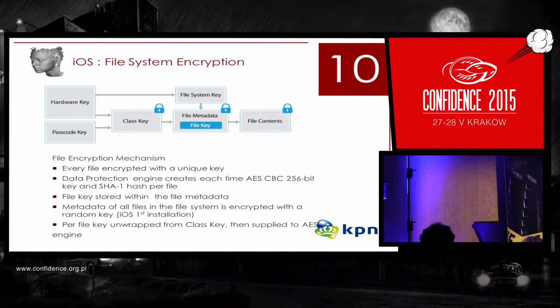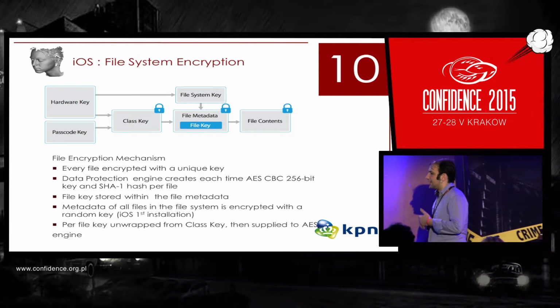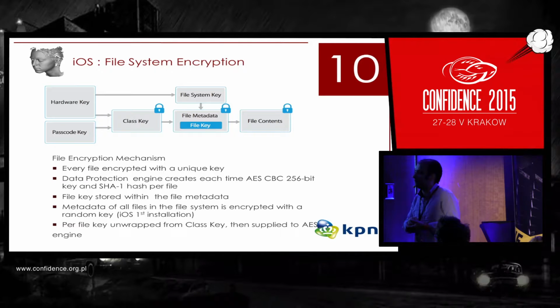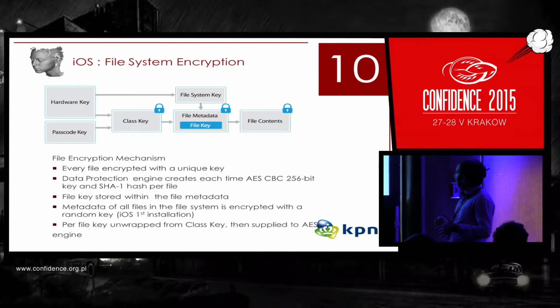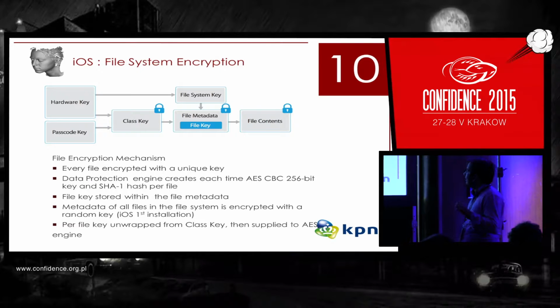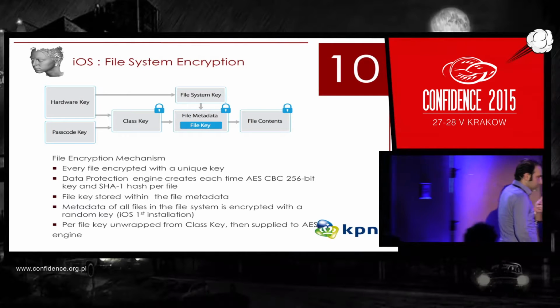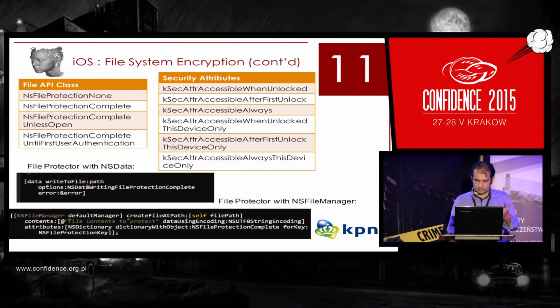And file encryption under the iOS system looks like this. You have a hardware key coming from the security enclave and the passkey. Once you have an iOS device and define your passkey, these are combined and conveyed to the class key. And each encrypted file has its own key, and the file metadata is encrypted.